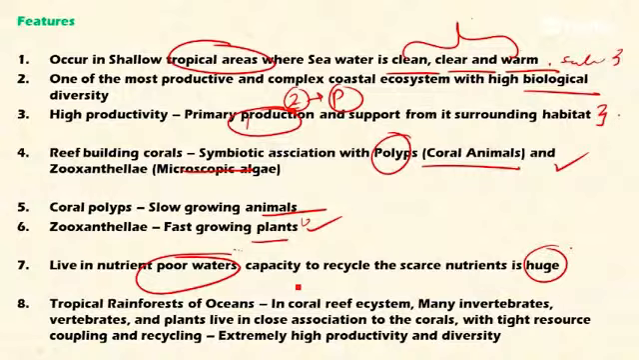So they exchange the resources between them for their own survival and recycle. They recycle the resources because they live in nutrient poor water. So these are considered extremely highly productive and diverse ecosystems in the environment. Because of this, coral reefs also provide economic advantage to the nearby living population because they support huge thousands of fish populations. So the fisheries thrive very well wherever the coral reefs are present.